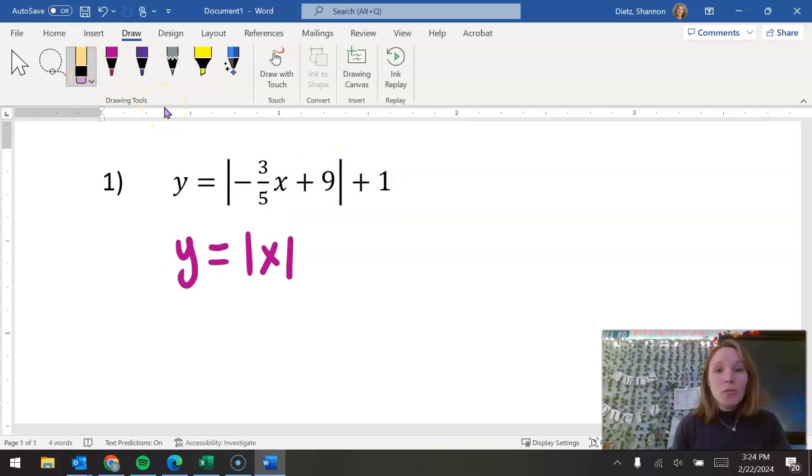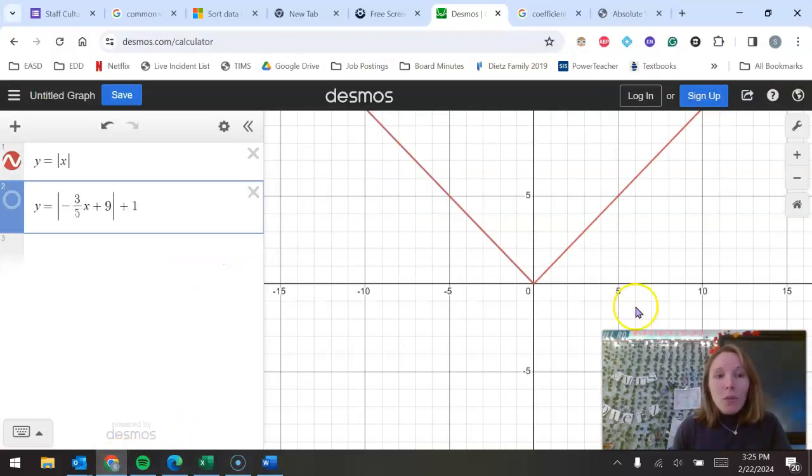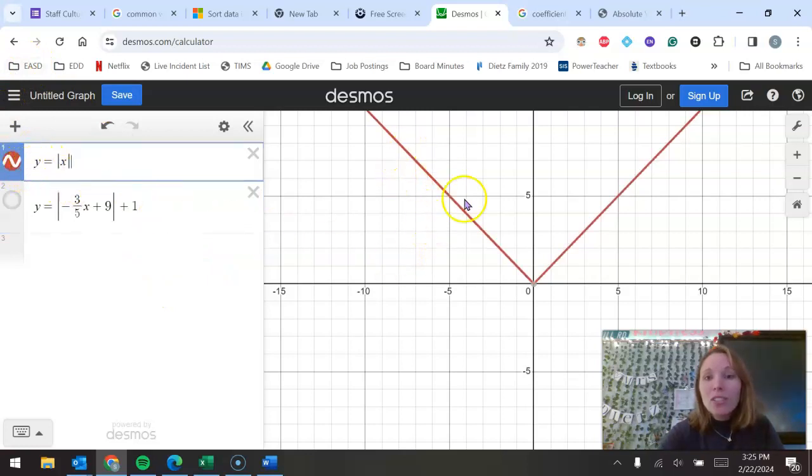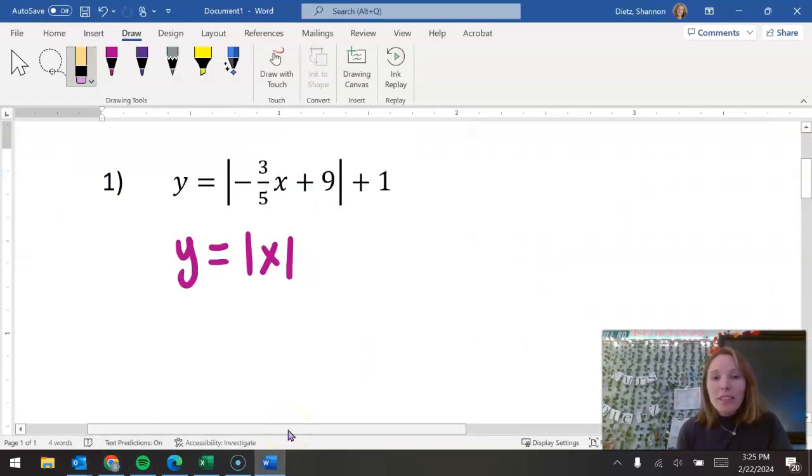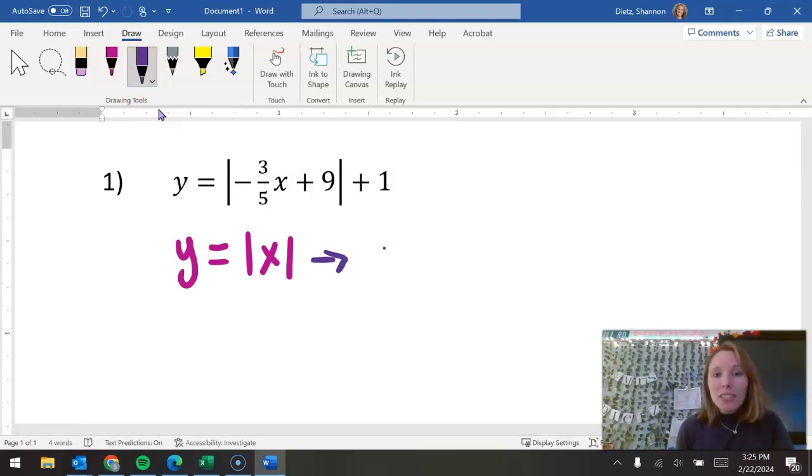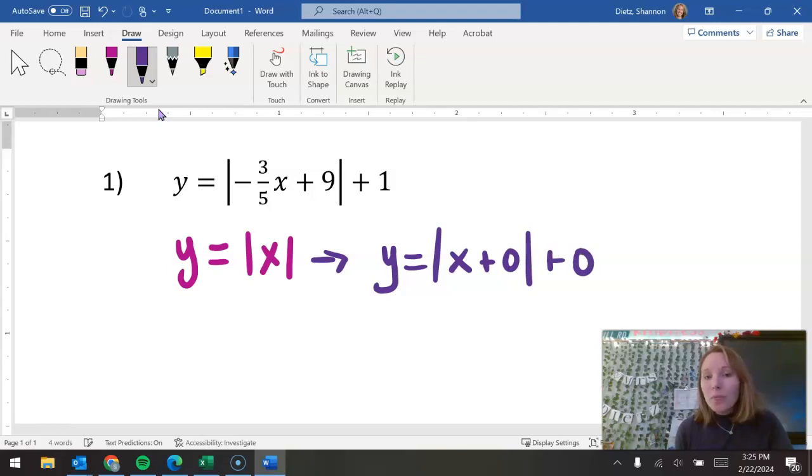Okay, so the first thing I want to do is I'm actually going to pull up what the parent function is. So you can see here I have only this first equation checked to display. So this is your regular parent function. Okay, and you can see right in the center that has the vertex of 0, 0. So if I were to go back to this parent function here, if you were to try to incorporate some of the numbers in it to see why it's 0, 0, this is really the same thing as x plus 0 plus 0.